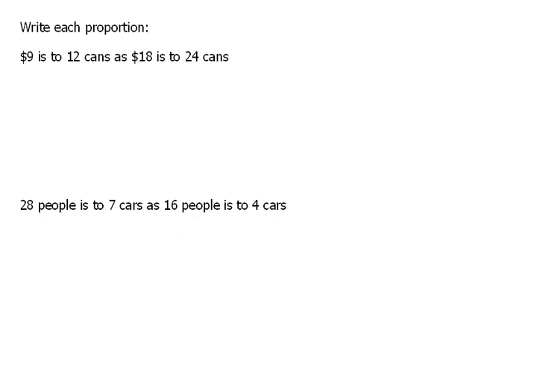This says write each proportion. $9 is to 12 cans as $18 is to 24 cans. So if I were going to write that as a proportion, I would want to write out, first of all, $9 is to 12 cans, as is our equals, $18 is to 24 cans. Now we have kept that in the same proportion, and hopefully we can see that those are equivalent.